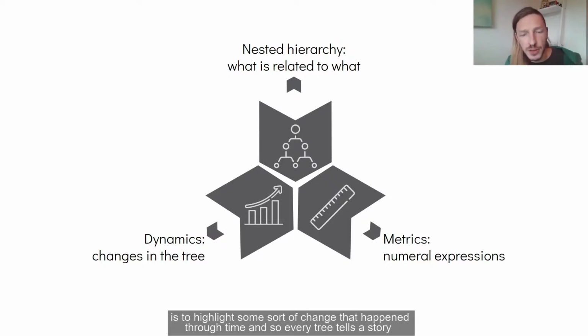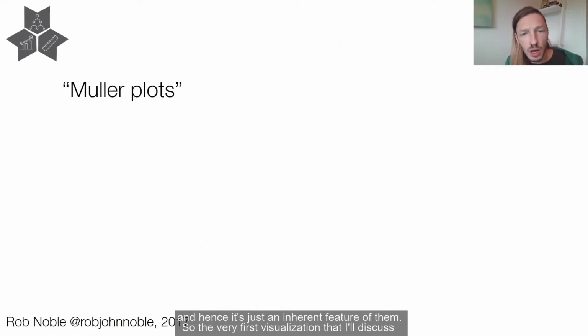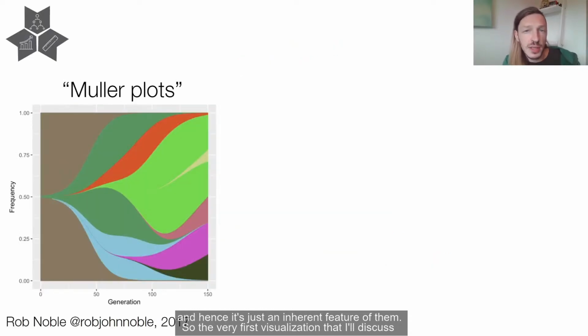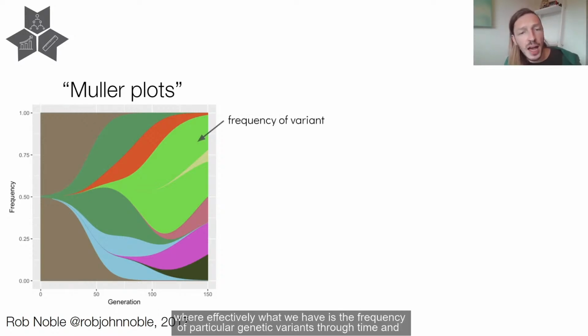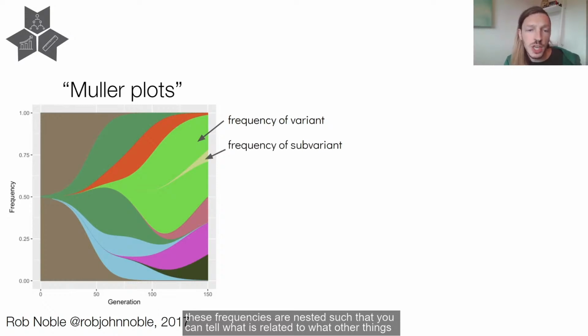And so every tree tells a story, and hence it's just an inherent feature of them. So the very first visualization that I'll discuss arguably sacrifices the least of any of these features, and they're called Muller plots. They're a pretty old visualization technique, but not encountered very often these days, where effectively what we have is the frequency of particular genetic variants through time, and these frequencies are nested such that you can tell what is related to what other things and what their eventual frequency is.